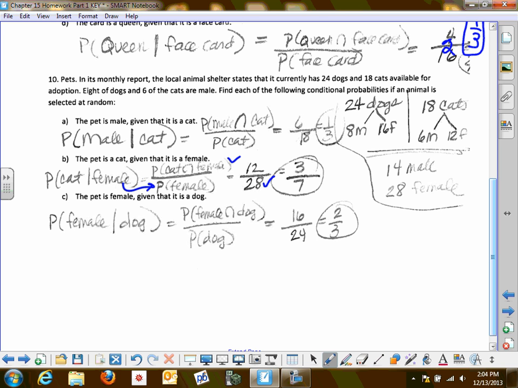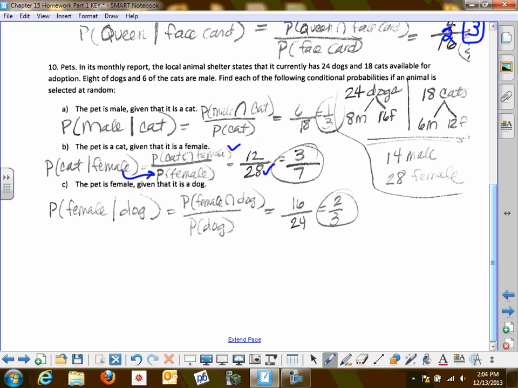And then the bottom is going to be given that it's a dog. So I tell you it's a dog, so out of all the dogs, which there are 24 dogs, which ones are the female dogs? So female and dog, 16.